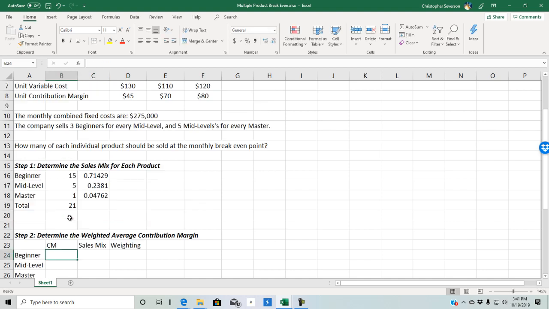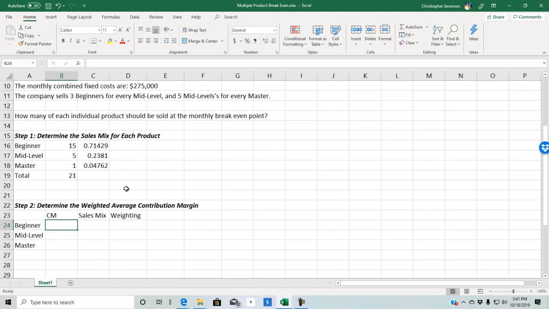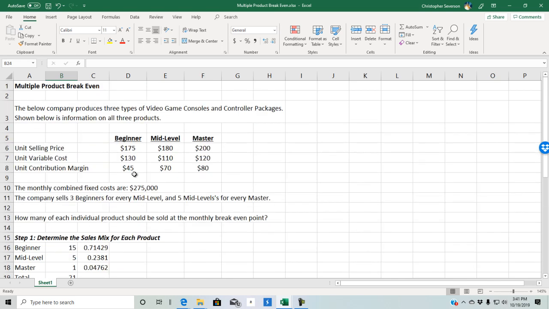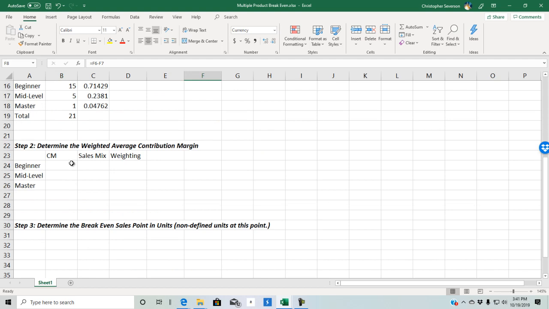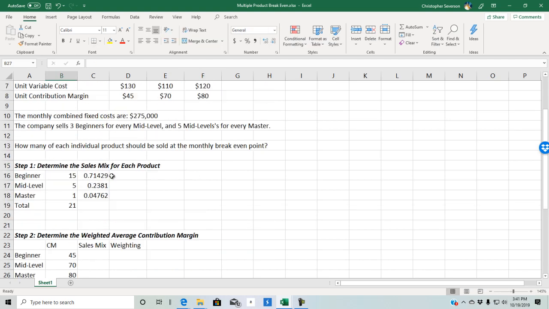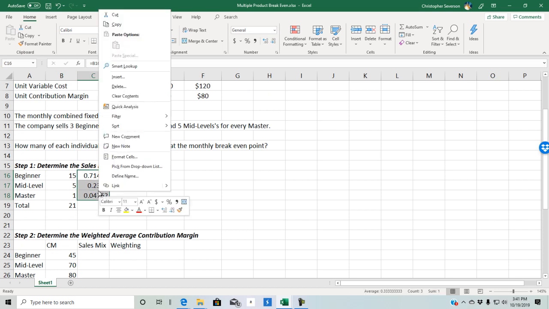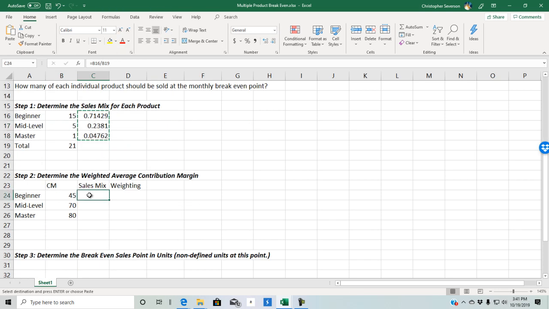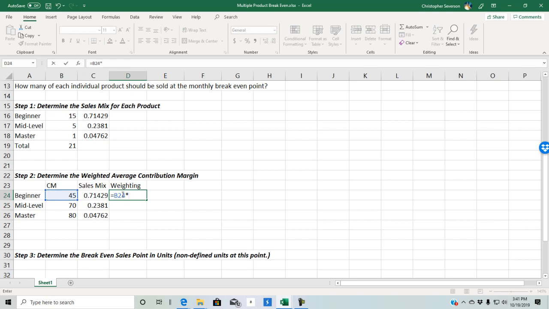So I'm going to put the contribution margin from up above. Make sure I have them in the right order: beginning, mid-level, and master. So it's 45, 70, 80. The sales mix was right here in that same order. I got to paste values so it pastes everything down. And then we're just multiplying the contribution margin for each unit by its corresponding sales mix.